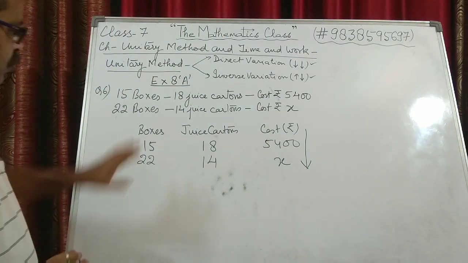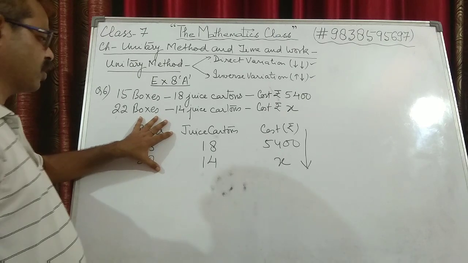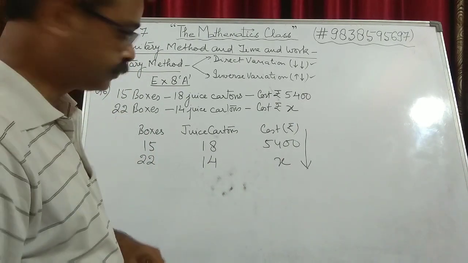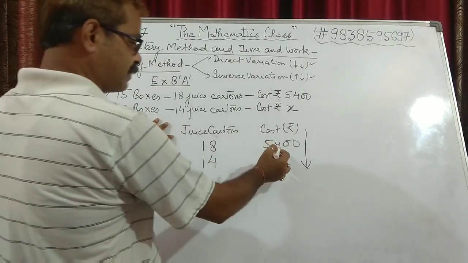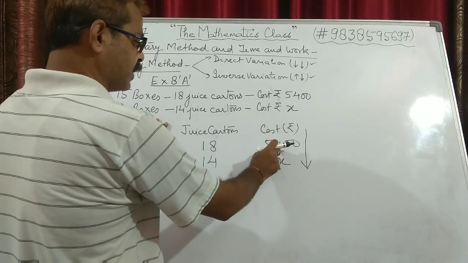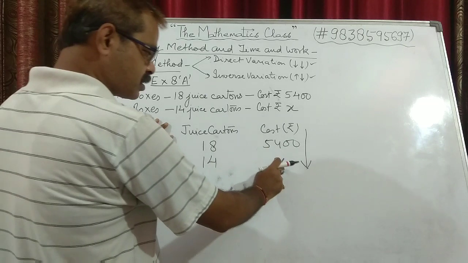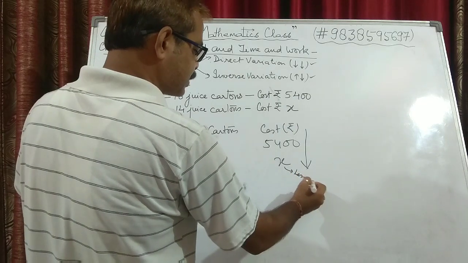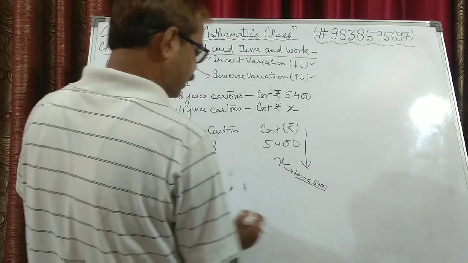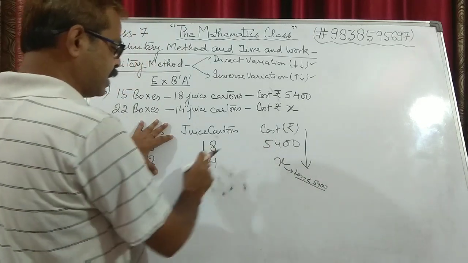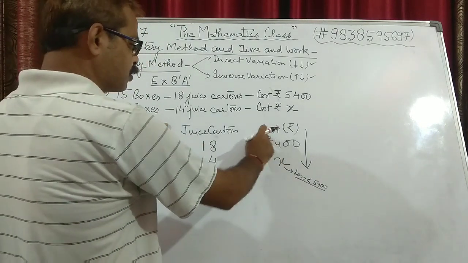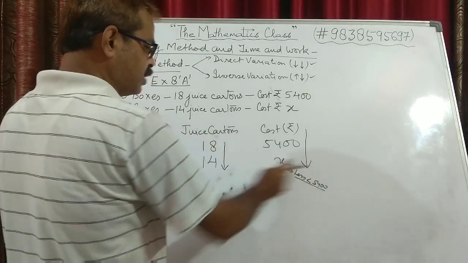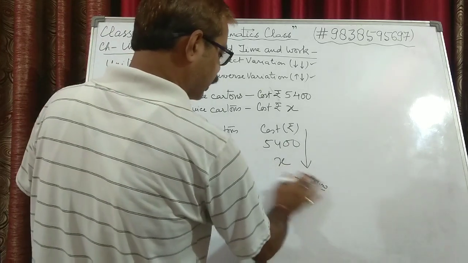Now there are three things. So I will hide this one, we will take that this is not given, and we will just compare these two. We know that 18 juice cartons cost 5,400, so 14 will cost less than 5,400. This value is coming less than 5,400 and this 14 is also less than 18. So these two are in direct variation. If the arrow here is downwards, here also it will be downwards.